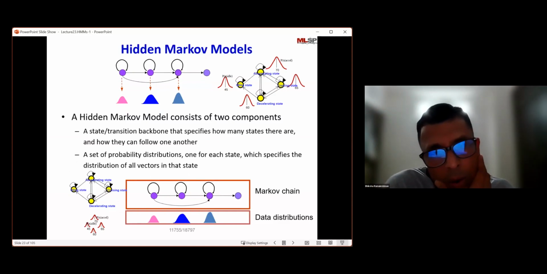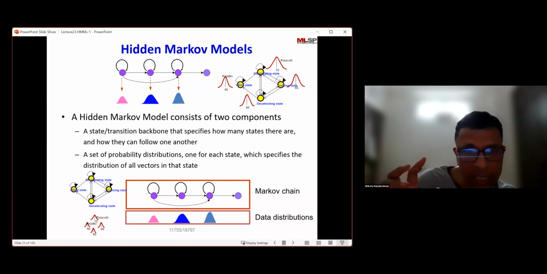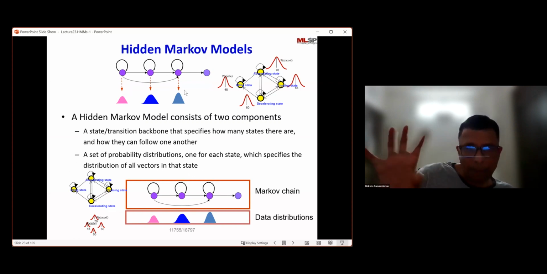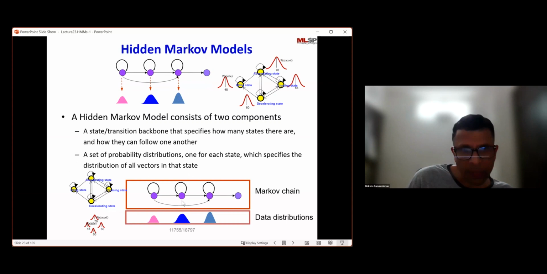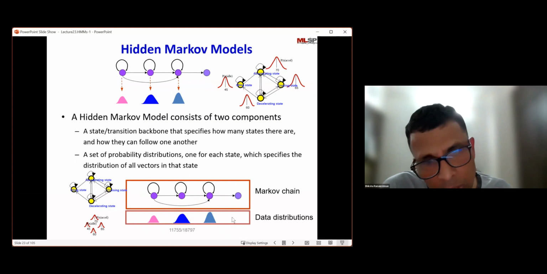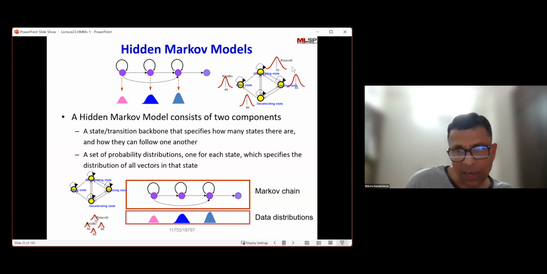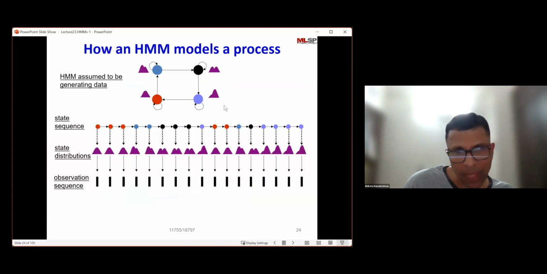So what are the components of such a model? The hidden Markov model, this entire model, is actually a probability distribution. But it's composed of two components. The first is the underlying state transition backbone that specifies how many states there are and how they can follow one another. And the second is a set of probability distributions, one for each state, which specifies the distribution of all the vectors in that state. Just as in our toy example, right?